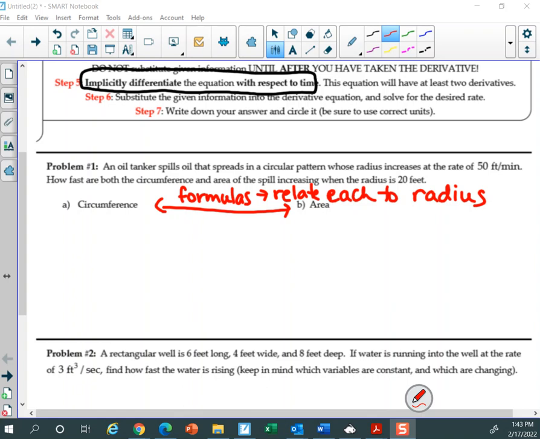Now, the area is actually probably the easier one, because usually we think about it in terms of the radius. The area of a circle relates to the radius in this way: the area of the circle is equal to pi times the radius squared. That's the relationship between the area of a circle and its radius.